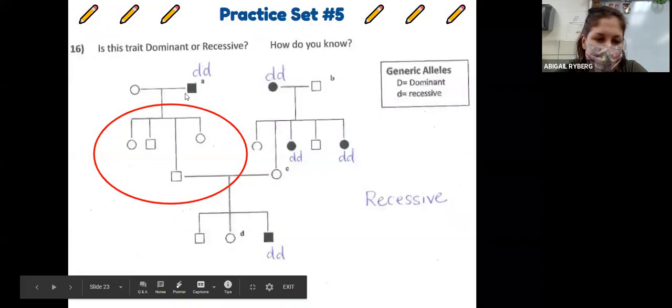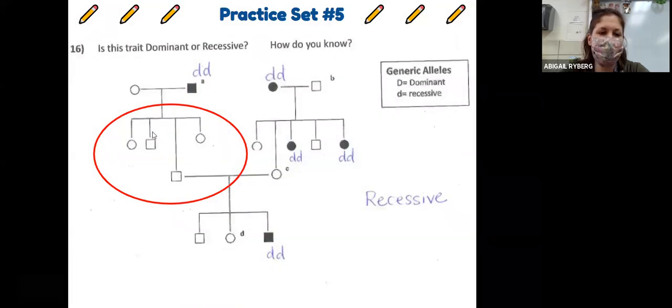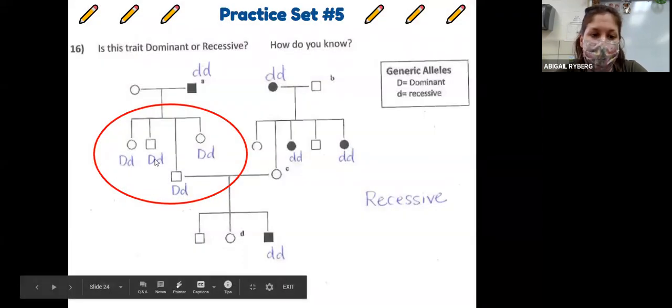Okay, let's move over to these children. These 4 siblings don't have the trait, so we know that they have a big D. However, if you notice, the only thing dad can give is a little d. So all 4 of these children have to have a big D and a little d that they got from dad.